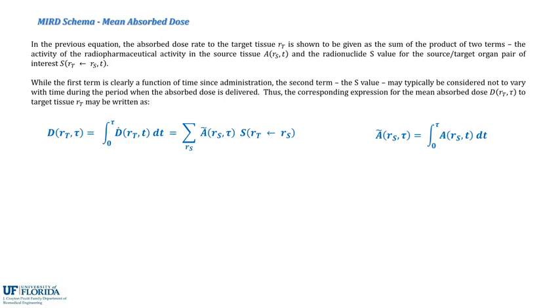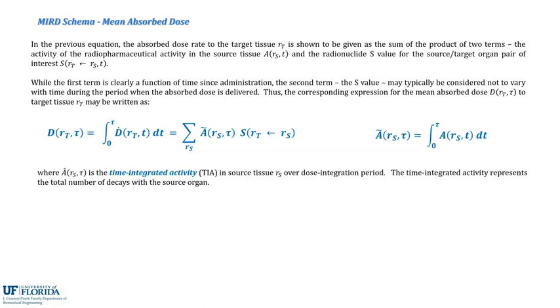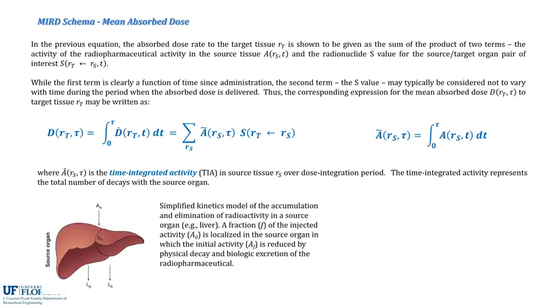by this expression, the sum over the source regions, A tilde times the radionuclide S value. So A tilde is that time integration of the activity as a function of time. And we call that the time integrated activity, or TIA. So the time integrated activity really represents the total number of radionuclide decays in the source organ.